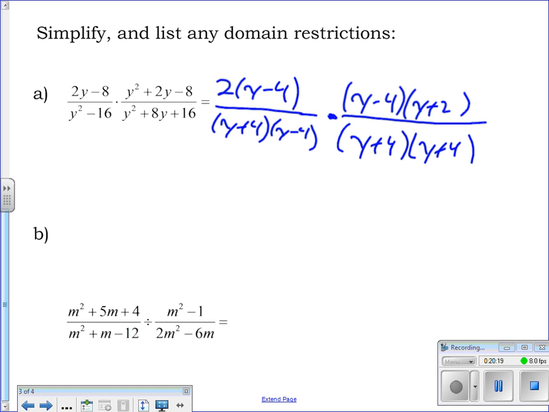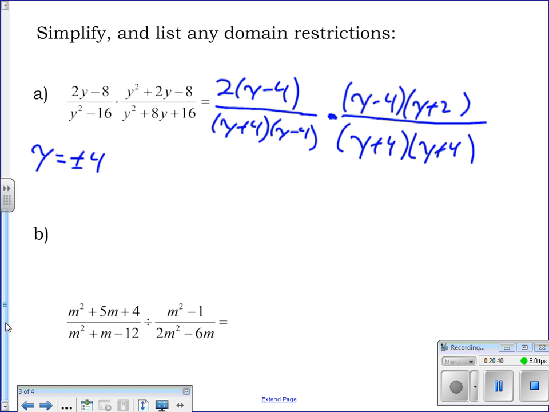What are our domain restrictions? Y cannot be what? Yeah, plus and minus 4. There are no other domain restrictions because those are the only things that make the denominators 0. Now comes the fun part.